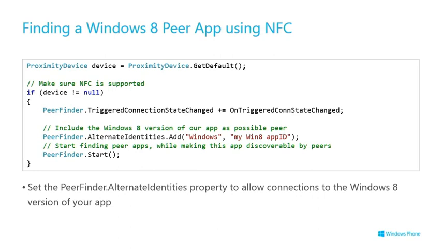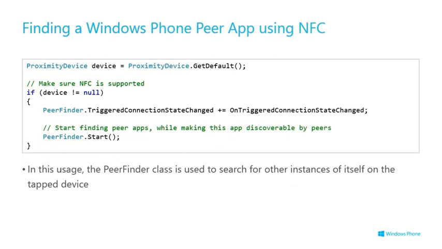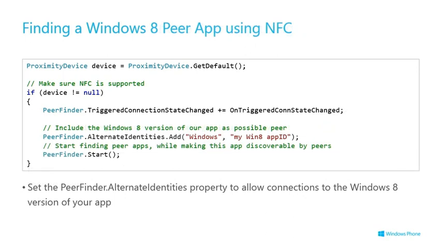Look at the previous slide first. It will then go and start finding other copies of itself on the device that you have connected to. But with this one, you can now tap a phone to a Windows 8 slate and it will go and find whatever the My Win 8 app ID is. So you plug in there the actual app ID of your Windows 8 app and it will search for that one. So you can connect between a Windows Phone app and a Windows 8 app, obviously the same app, but the alternate identities is how you make that connection between the Windows Phone version of your app and the Windows 8 version of your app.